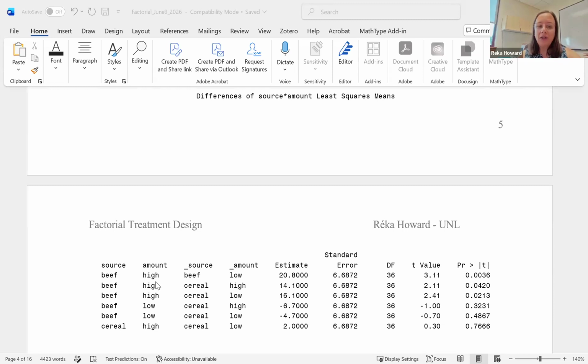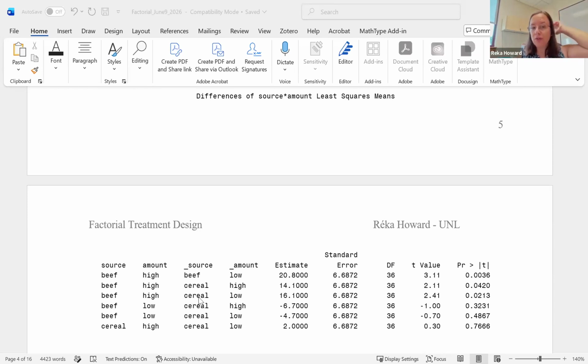And this is a simple effect because I'm looking at the difference between high and low at a certain level of the source. But be careful. So what I said was it's not that you have to hand calculate these estimates and p-values because the software will give you these numbers. But when I am looking at, for example, the third line, it says beef high, cereal low. Is it something that we are really interested in? No. So it's comparing the beef high with the cereal low.